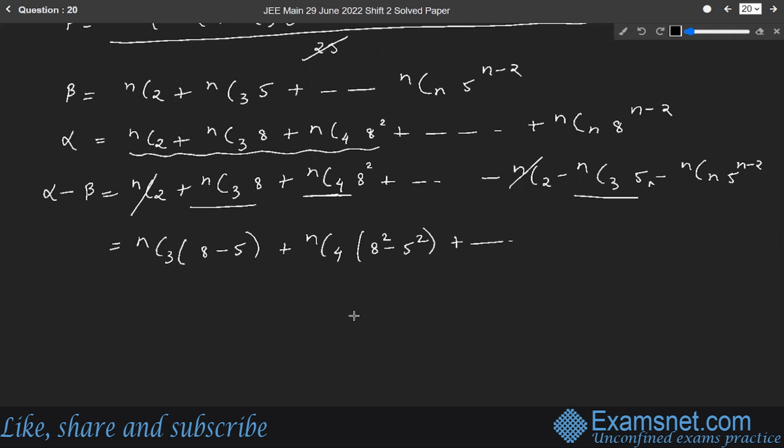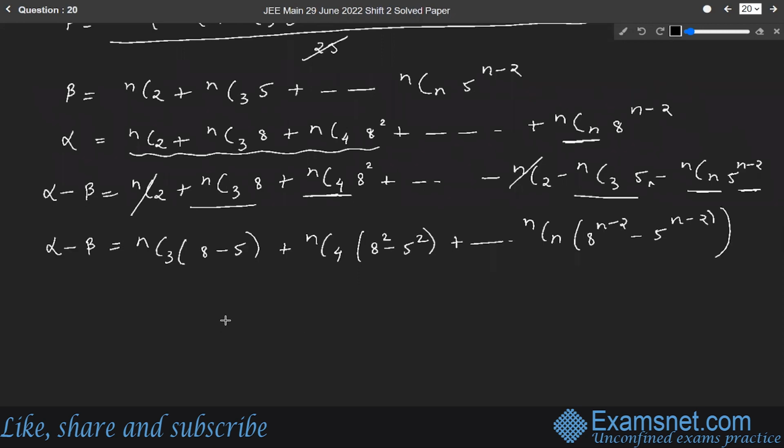What is the last term? Last term will be nCn, okay, nCn 8 power n minus 2 and nCn 5 power n minus 2. So again, nCn is common. What are the remaining terms? 8 power n minus 2 minus 5 power n minus 2. So this is the exact value of alpha minus beta.